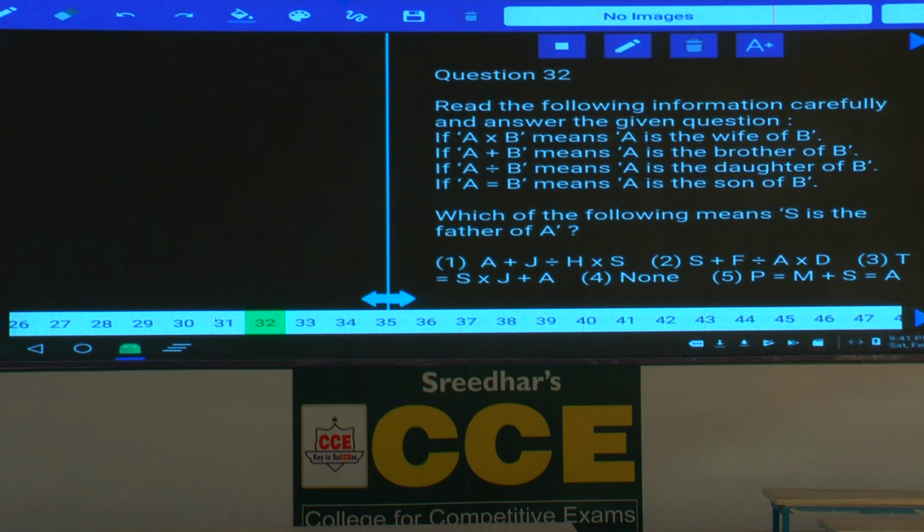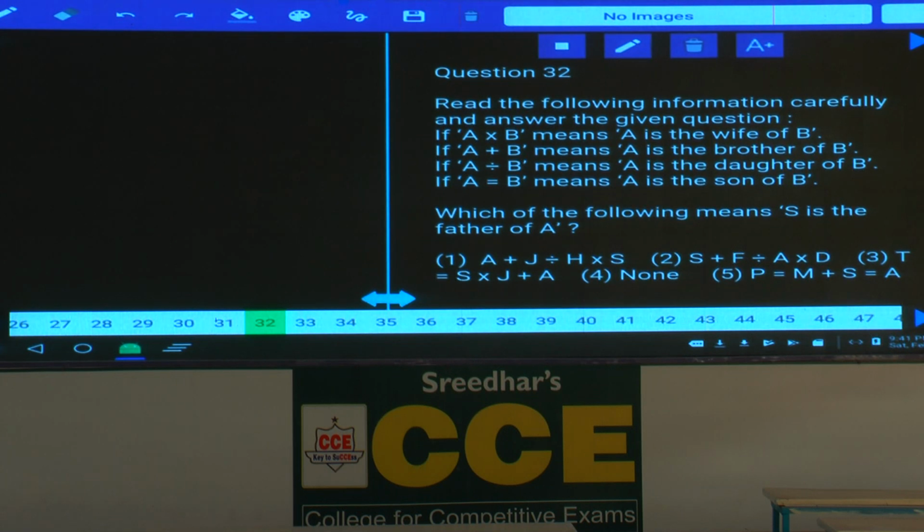Then 32 and 33. In these questions, condition-based blood relations: A × B means A is the wife of B, and A + B means A is the brother of B. A ÷ B stands for A is the daughter of B, and A = B stands for A is the son of B. Which of the following means S is the father of A?